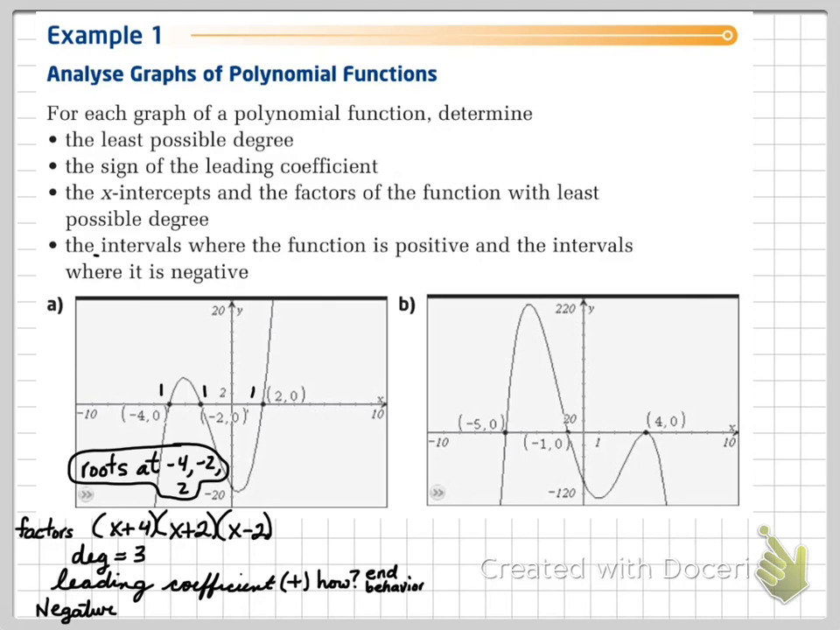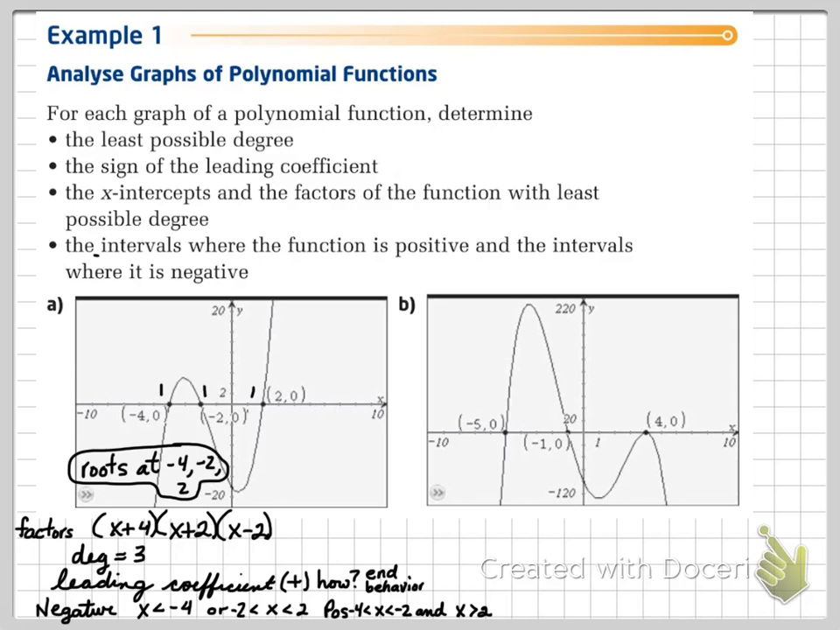The last part here, it's going to be negative when x is less than −4. It's going to also be negative when x is less than 2 and greater than −2. It's going to be positive when x is between −4 and −2, and when x is greater than 2. That's how we do it.